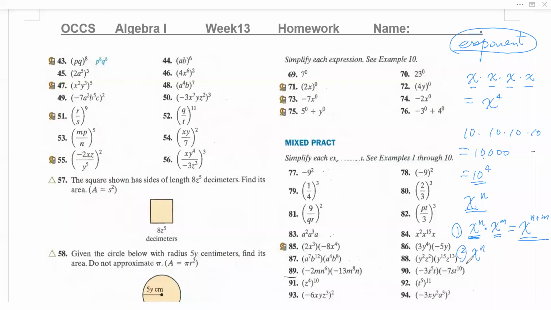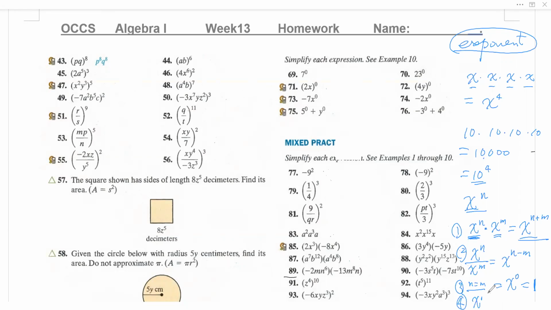Second, when they divide, the top one has n copies of x and the bottom one has m copies of x, so after canceling the common factors you get this one, right? When n equals m, here it becomes x power 0. N equals m means the top and the bottom denominator are the same, so they equal 1, right? Same number divided, they will equal 1, right?